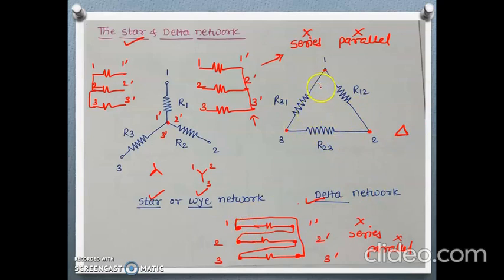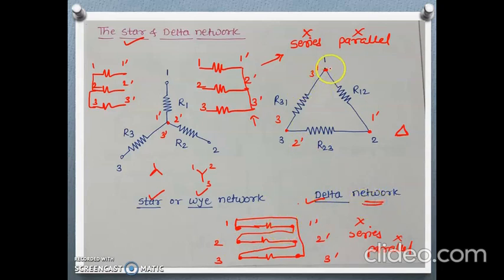Here this will satisfy all the conditions. 1 dash and 2 are connected, 2 dash and 3 are connected, and 3 dash and 1 are connected. So we can draw it in this manner also or in this manner also. These are the same and are known as a delta network.